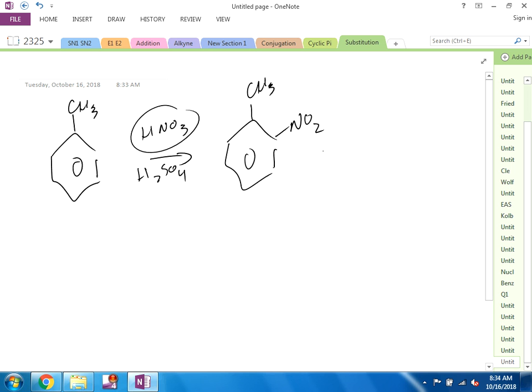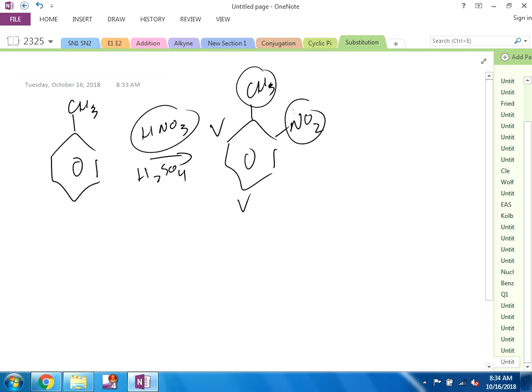But now, let's do some voting here, okay? These are the start positions for the methyl group. Very nicely, the start positions, well, what kind of director is the methyl group? The methyl group is a what? Ortho para director. That's its ortho para positions.